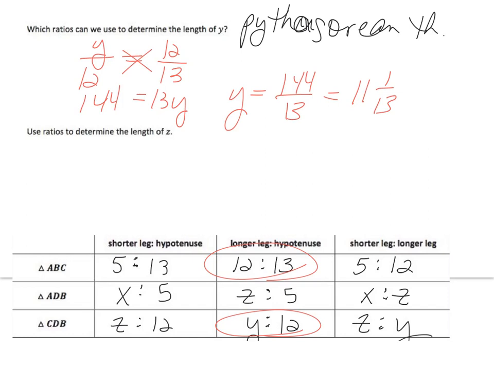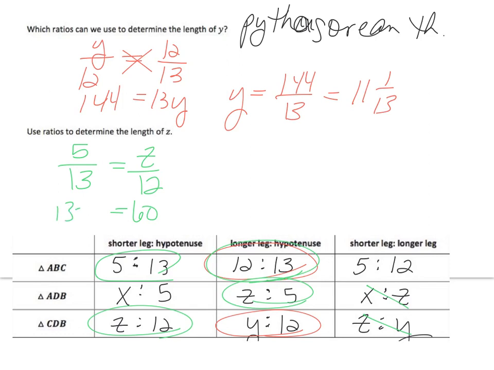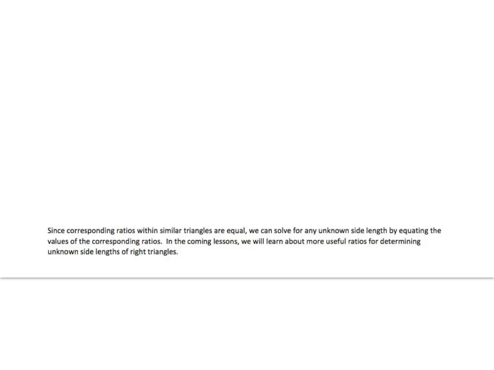How about to determine the length of z? There's actually lots of ways. I can grab these two and go, or I can grab these two and go. I probably don't want to go here because those are two unknowns. But I can go 5 over 13 equals z over 12, which is 60 equals 13z. Or I can say 12 over 13 equals z over 5, which was this one. 60 equals 13z. Lots of different ways. There's actually two more ways, but that's all right. So basically, there's lots of ways to solve for z.